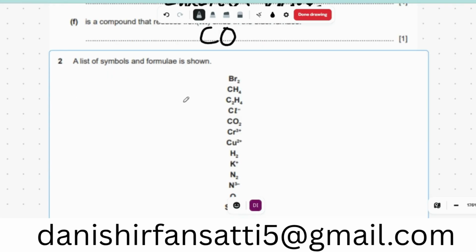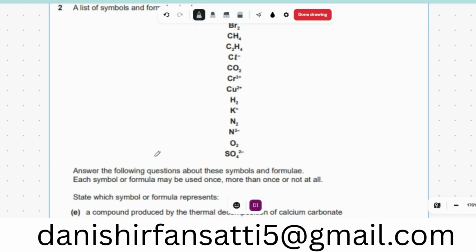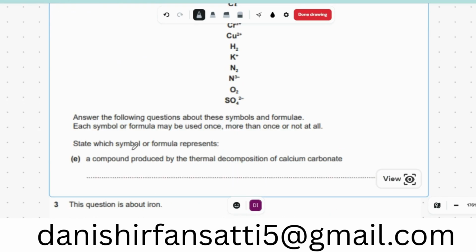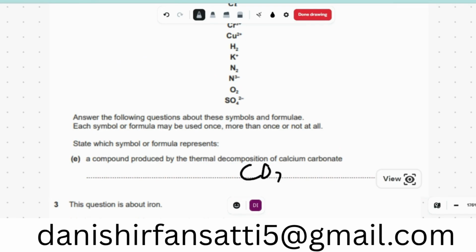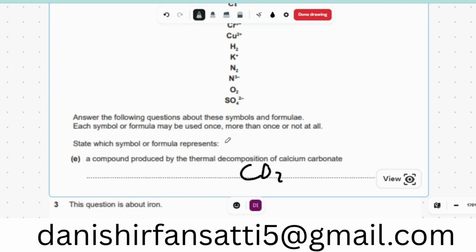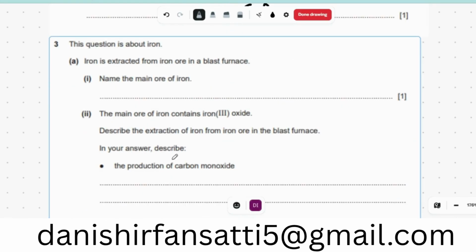Again, there is a group of elements and compounds: Br2, CH4, C2H4, Cl-, CO2, and so on. State which symbol or formula represents the substance produced by the thermal decomposition of calcium carbonate. That is CO2.